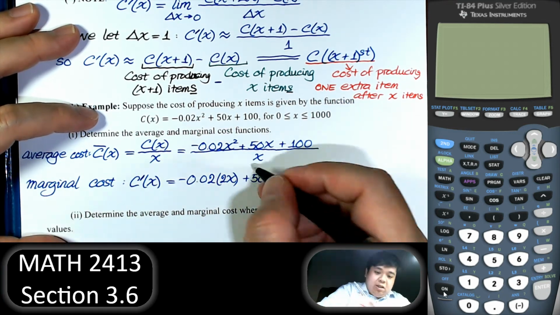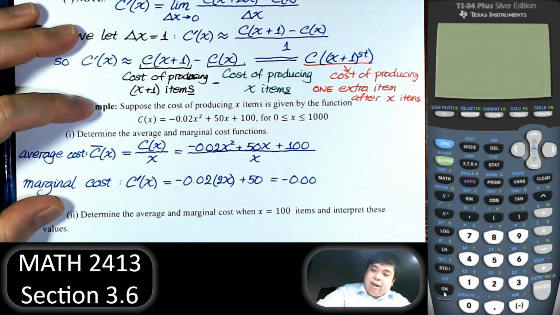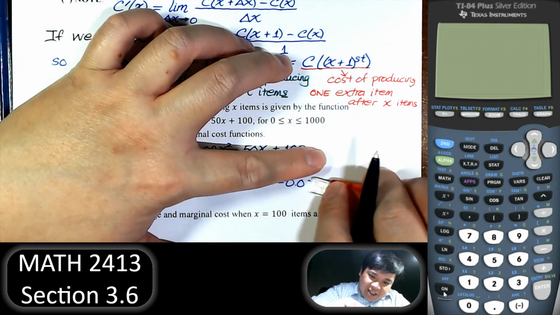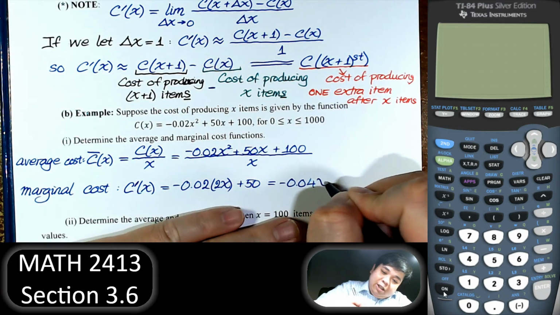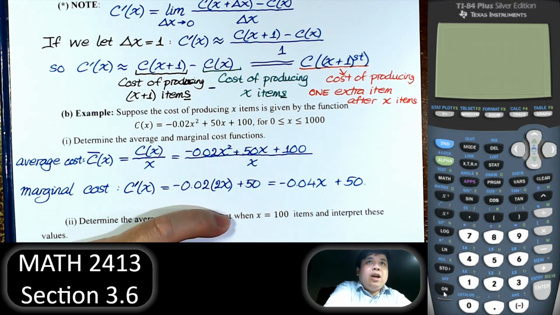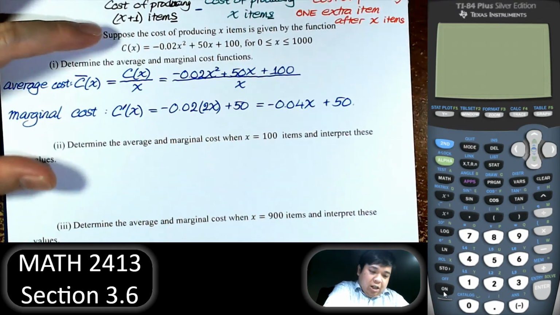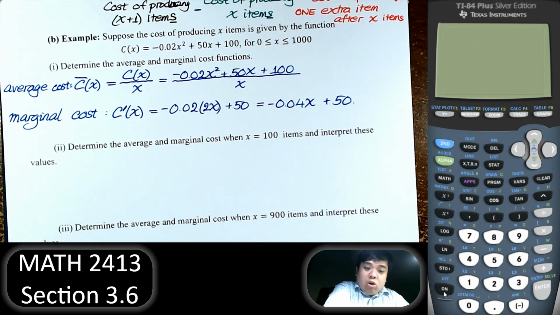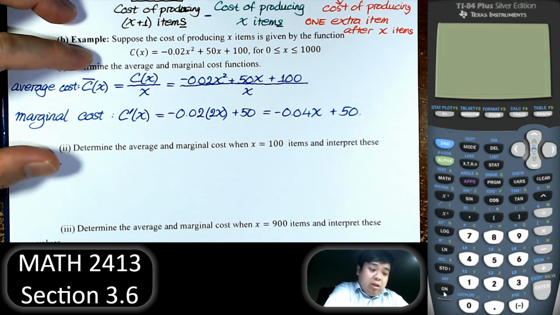Yeah, so that gives us negative 0.04x plus 50. Right, so we have the functions. Now determine the average and marginal cost when x equal to 100. And what does that mean?